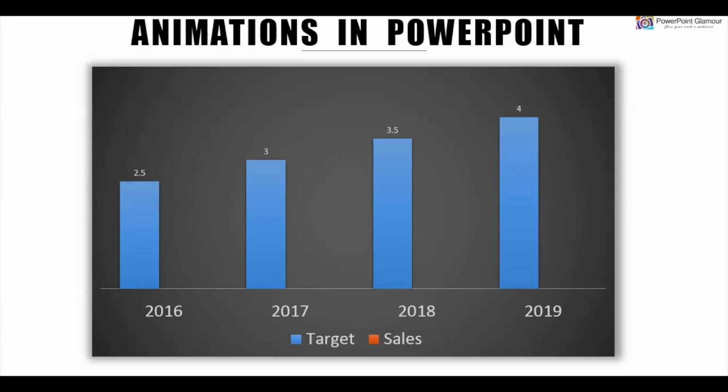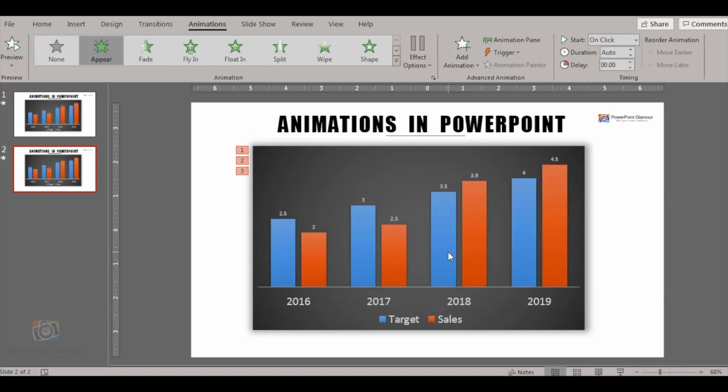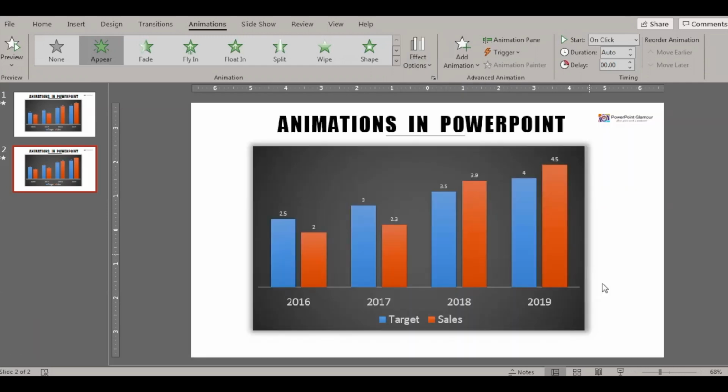Click on it. So the entire series from 2016 to 2019 appears. In case you want to talk about the targets for the last 4 years, you want to use this type of animation. And again, click once, the entire series of sales appears. So if you want to compare the target and sales for the last 4 years, you might want to use this animation.